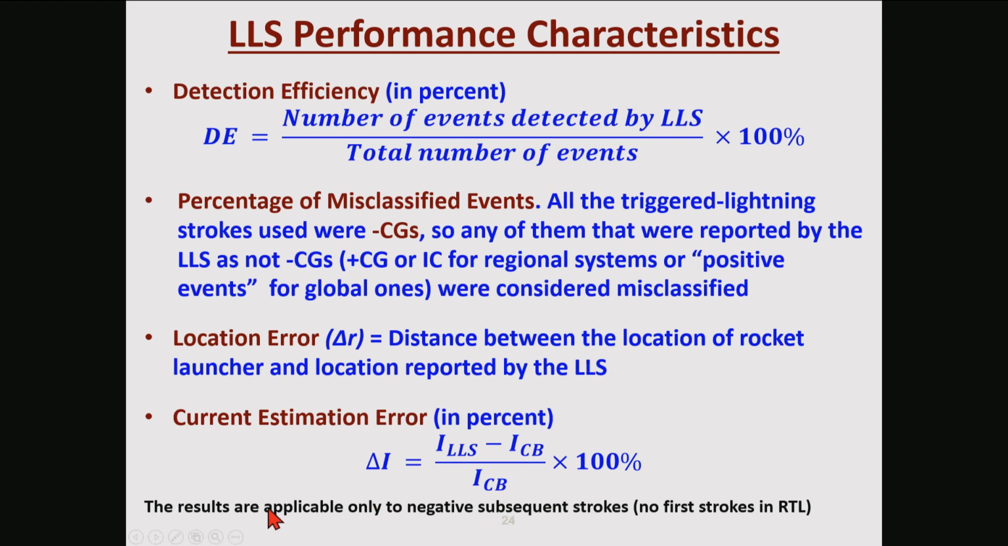And as a reminder, this disclaimer at the bottom: the results of this evaluation, strictly speaking, apply only to subsequent strokes, because there are no first strokes in rocket-triggered lightning. However, detection efficiency and location accuracy for natural lightning, when there are first strokes, are expected to be higher than for rocket-triggered lightning, because first strokes are usually more intense and easier to detect, and location errors are usually smaller.